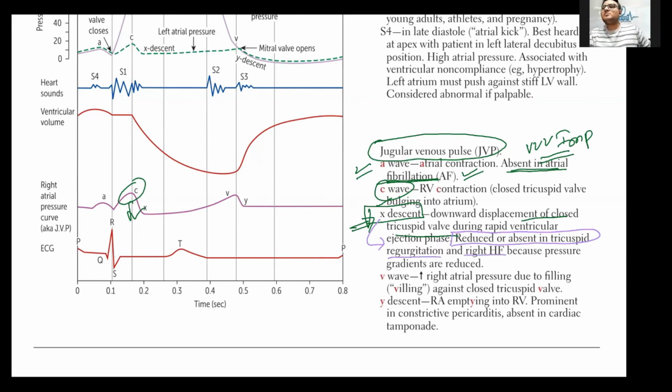Why? Because the pressure gradient is reduced, because there will be no ejection. When there is no ejection, the tricuspid valve will not go into its normal position. It will be more stretched toward the right atrium. When it is more toward the right atrium, it will put more pressure on the right atrium, and there will not be a descent. It will be like this. There will be no descent. So in tricuspid regurgitation and right heart failure, the X descent is absent or reduced.